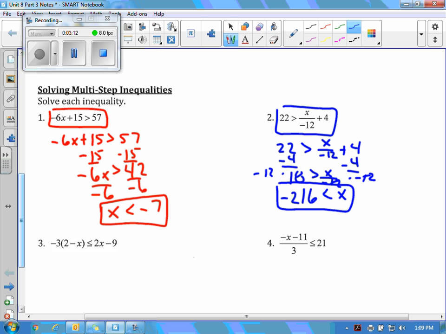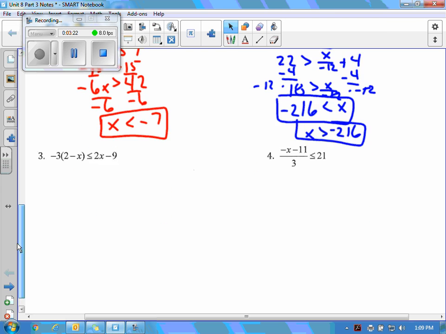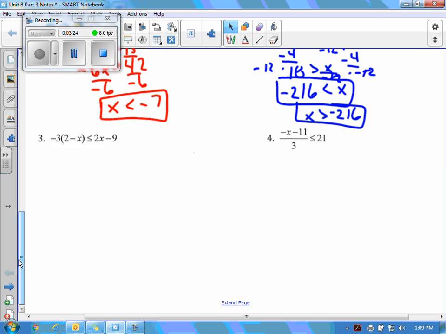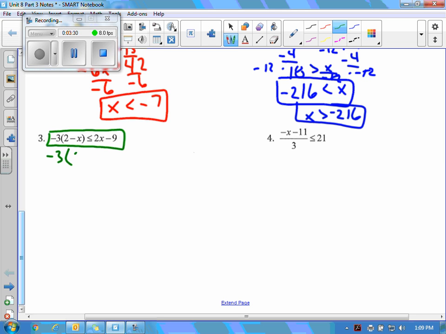I would prefer if you rewrite it with the variable first. Okay? Either of those are the same answer, but for me, I like it better to read it that way. If you scroll down to number 3, then we're getting into pretty difficult problems here. I'm going to start the same way, boxing and rewriting. So negative 3 times quantity 2 minus x, less than or equal to 2x minus 9.